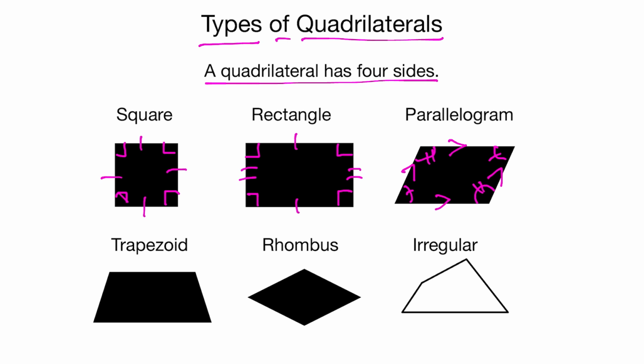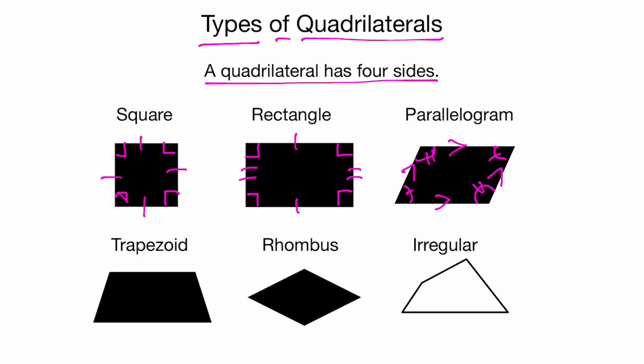So a rectangle is a parallelogram. A square is a parallelogram. They're just specific types of parallelograms because squares have two sets of opposite parallel sides, and so do rectangles. But a parallelogram is any figure that has two sets of parallel sides, any four-sided figure, two sets of parallel sides, and opposite angles are equal to each other.